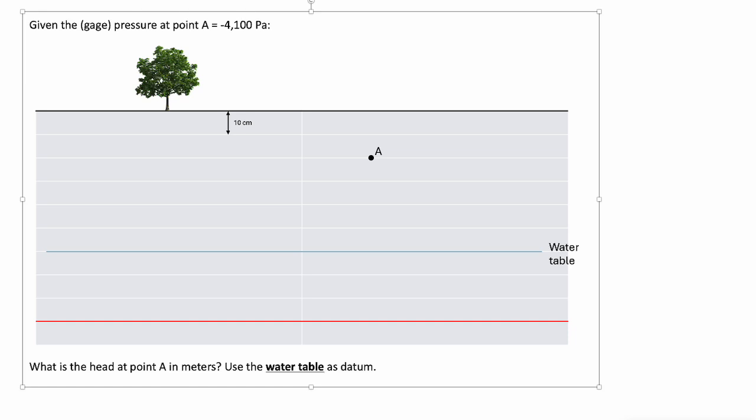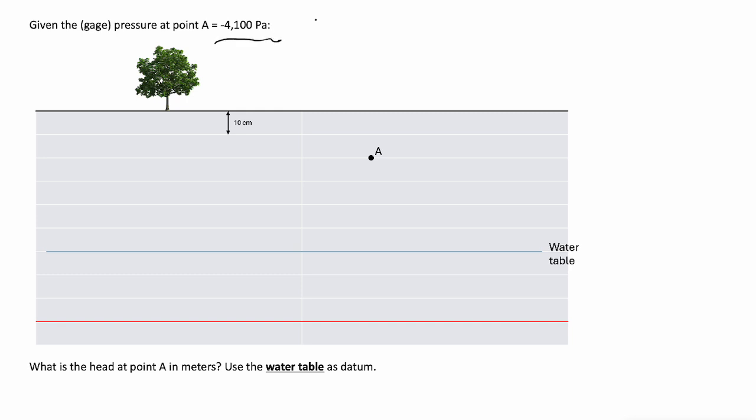Okay, moving on to problem 4. It's just like problem 3 and 2. Same exact problem, maybe a slightly different measurement of the pressure at point A. Now it's 4,100 pascals. And now we are told to use the water table as the datum.